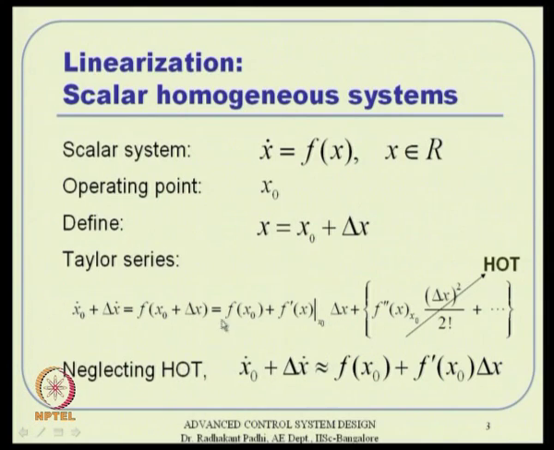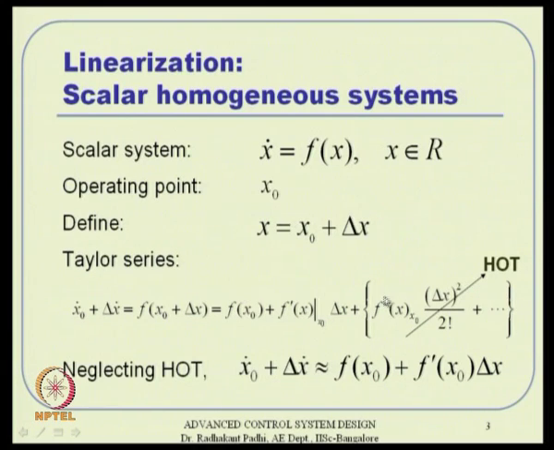So, what are we getting? If I expand it about x 0 using a Taylor series, the first term is f of x 0, the second term is del f by del x, in this case df by dx, that is f dash of x evaluated at x 0, times delta x. Then the second derivative evaluated at x 0 times delta x whole square divided by 2 factorial, and it continues like that. That is a standard Taylor series anyway.